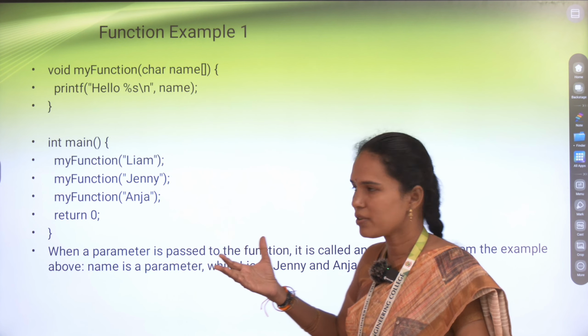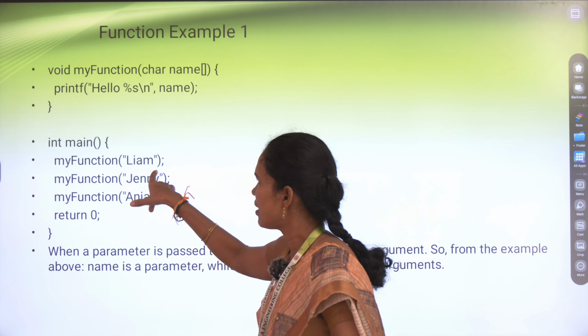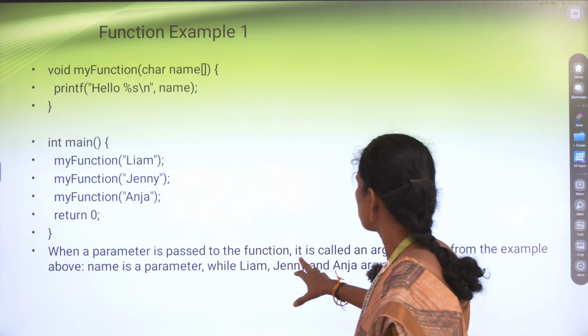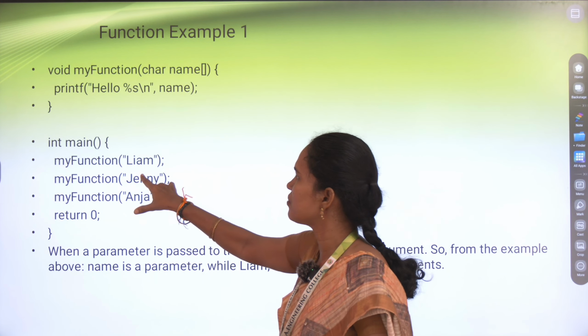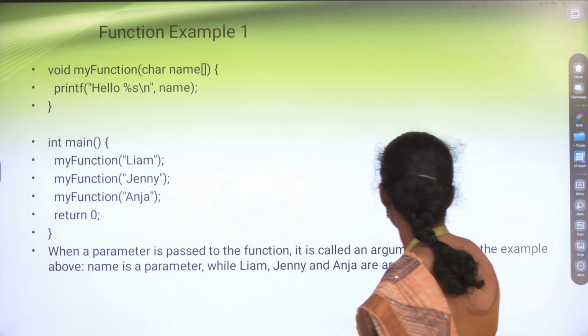So how am I calling that function? Simply one line, by giving the function name myFunction, and I am passing some arguments. Whenever a value is passed to the function, it is called an argument. In this example, name is a parameter. Whereas the value we are passing, that we will call an argument.